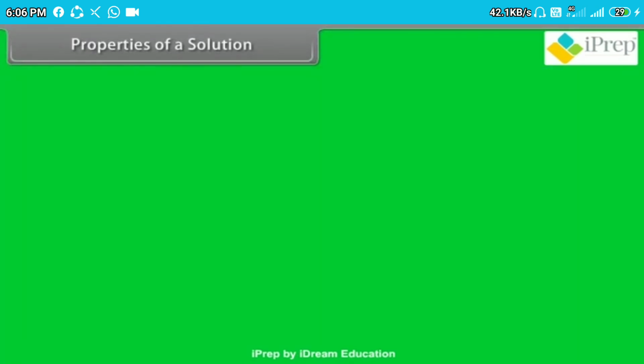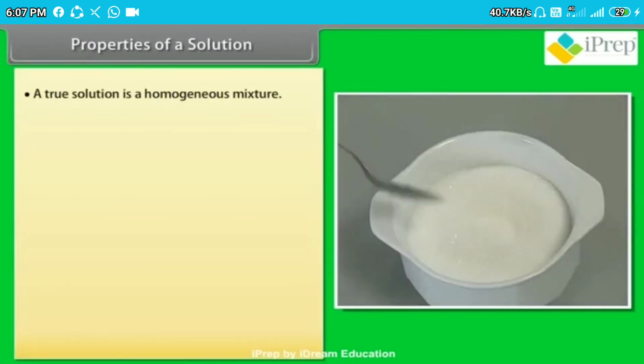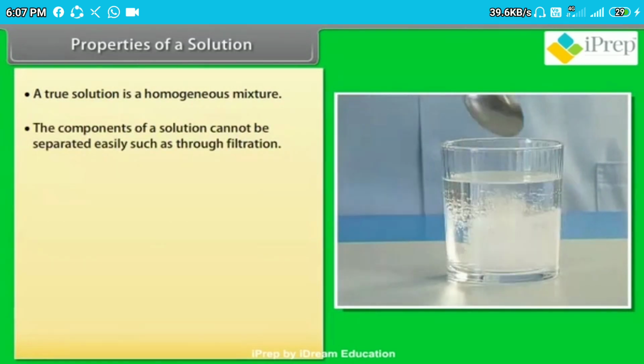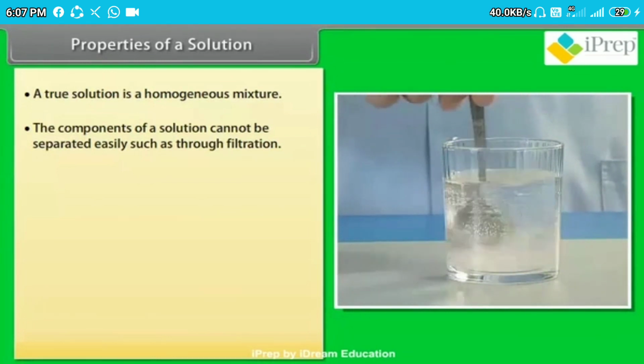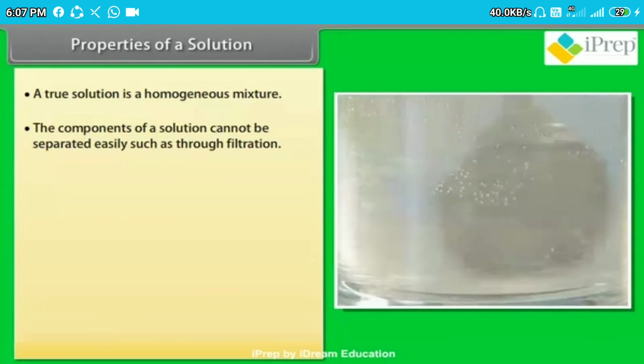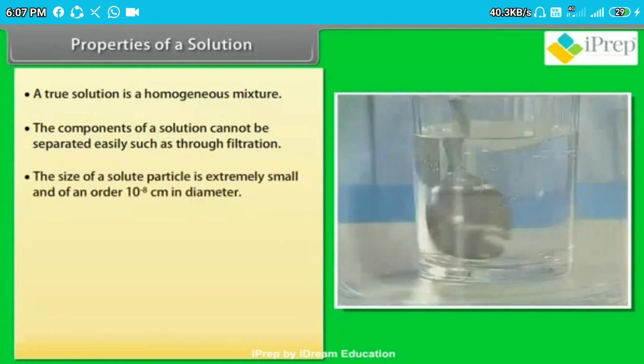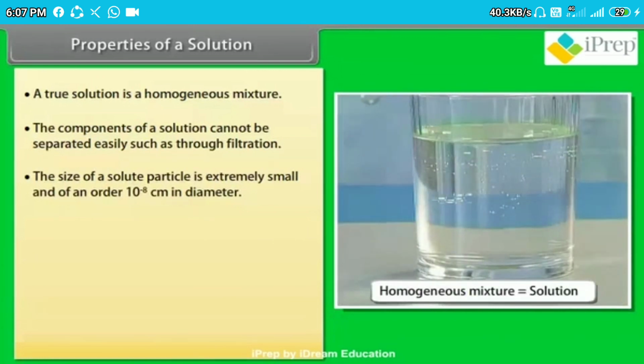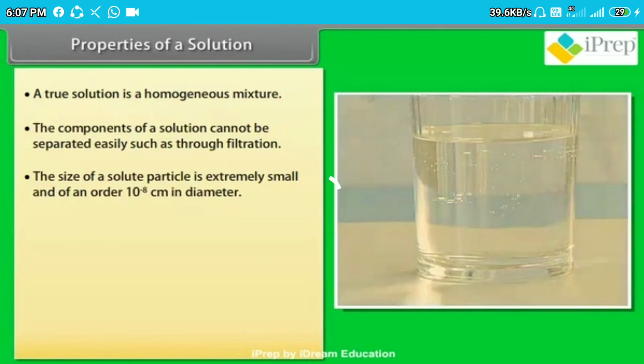Properties of a solution. A true solution is a homogeneous mixture. The components of a solution cannot be separated easily, such as through filtration. The size of a solute particle is extremely small and of an order 10 raised to the power minus 8 centimeter in diameter.